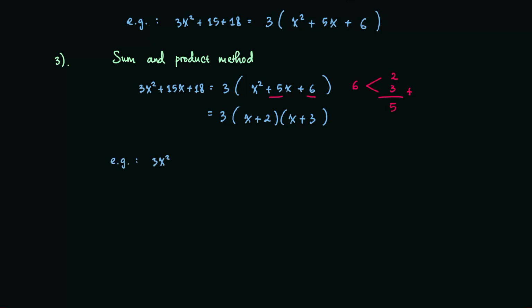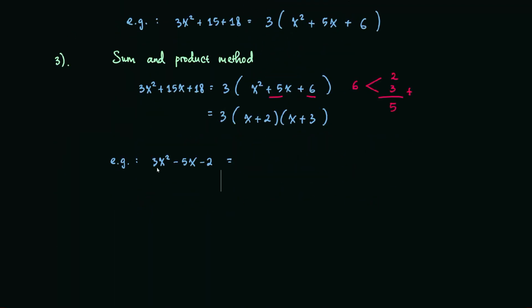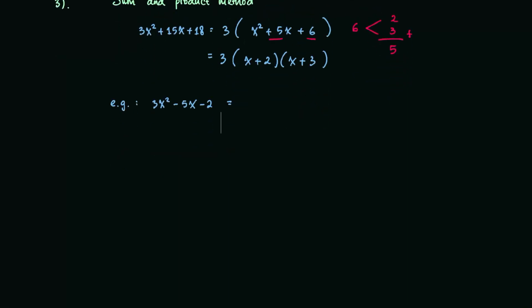3x squared minus 5x minus 2. What you would like to find is whether we have common terms here. So we have 3, we have -5, and -2, so we don't have any common terms. Can we look at any of these three fundamental formulas to factorize? Doesn't look like it, because we cannot find a perfect square form of this, and these are actually three terms. So we might want to use the sum and product method in this case.